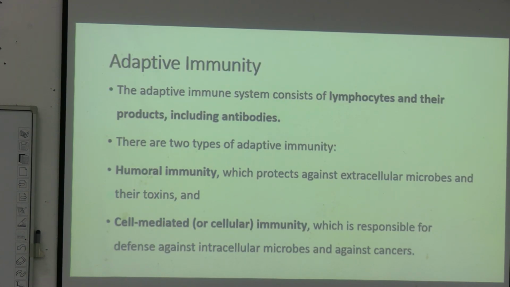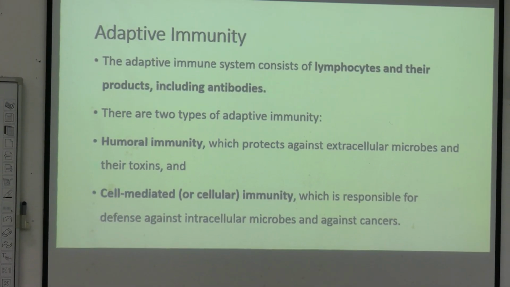Now, adaptive immunity. The adaptive immune system consists of lymphocytes and their products, including antibodies. There are two types of adaptive immunity: humoral immunity and cell-mediated immunity. Humoral immunity protects against extracellular microbes and their toxins, and it consists mainly of B lymphocytes. Cell-mediated immunity is responsible for defense against intracellular microbes and against cancer, and consists mainly of T lymphocytes.